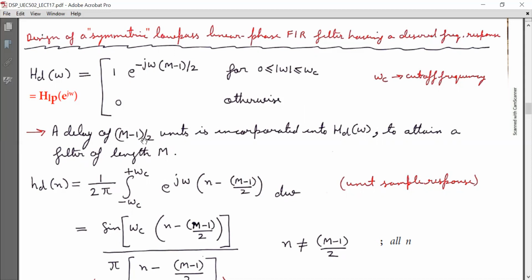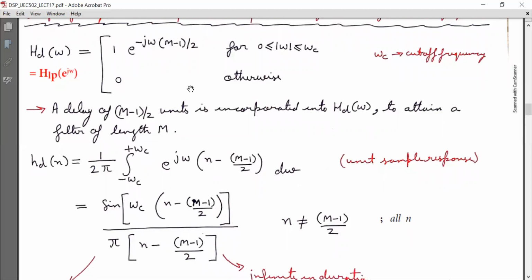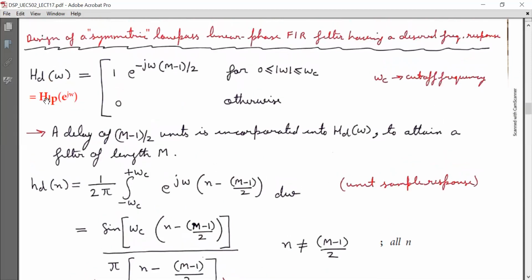Once more I repeat that there is a delay introduced that is equal to (M-1)/2 units in the time domain, and in the frequency domain it appears in phase, that is, as a corresponding phase change. So for designing the FIR filter, I am considering H_D(ω) equal to 1, that is the magnitude in this frequency range, times e^(-jω(M-1)/2).